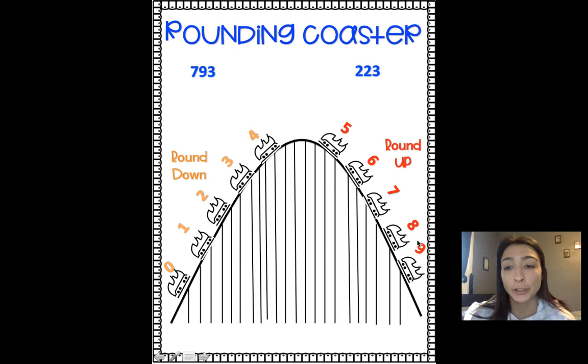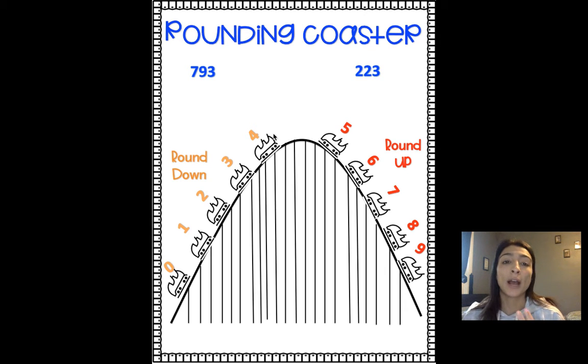You see our numbers 9, 8, 7, 6, and 5 are all going up the roller coaster because when we see those numbers, if we're looking at those numbers to help us round, if we see 5 or above, we go up. And if you see 4 or below, like you see our 4, 3, 2, 1, and 0, you keep it the same, or you could say you round it down.